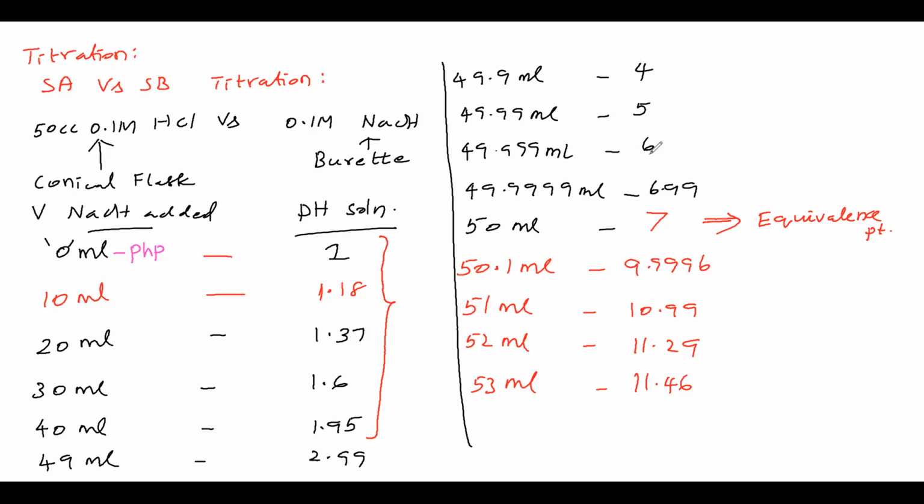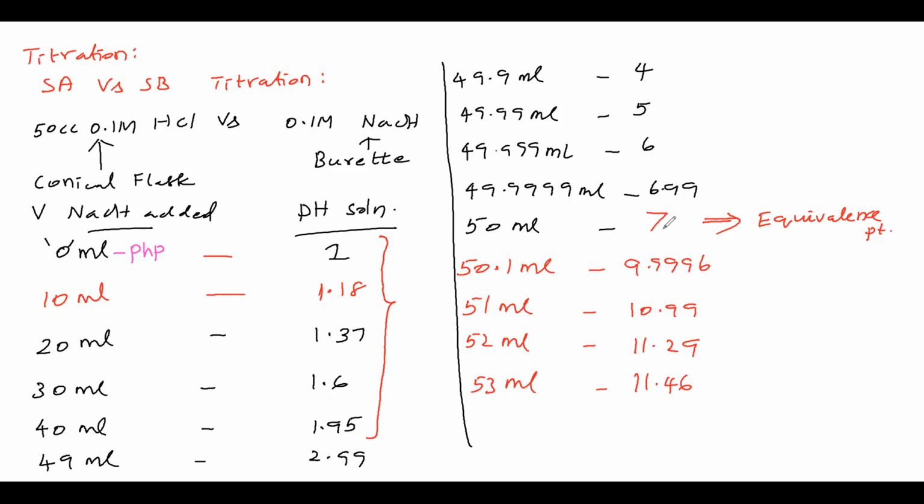Here you see. Here also you think it. Shall we say colorless? So we have reached the equivalence point. Even now, colorless only. So phenolphthalein has given colorless from the starting point till the equivalence point.